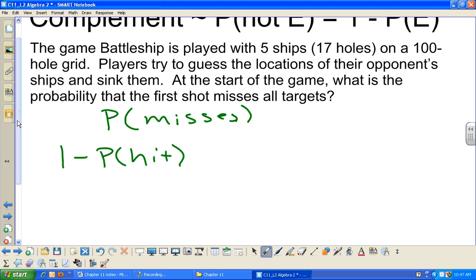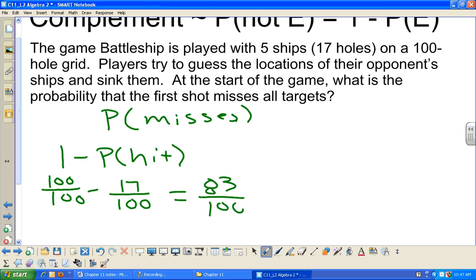And if I have 17 different holes that it can hit at, it would be 17 over 100. 100 because there's a total of 100 different holes on the grid, and 17 of those holes would be hitting. So I'm going to rewrite 1 as 100 over 100 because I have to have common denominators. And that would be 83 over 100, or 83%.